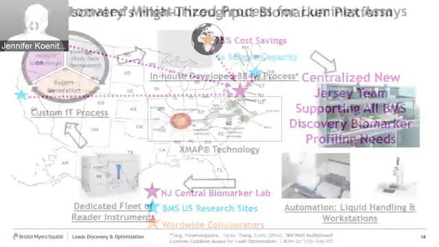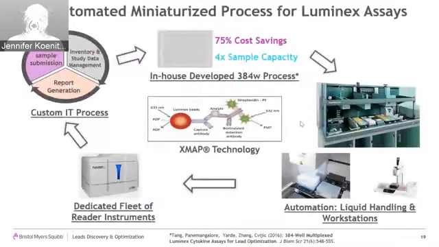In order to facilitate high throughput analysis, we have established a semi-automated and miniaturized process that is based on the xMAP technology. We run all samples that we receive in a custom in-house developed 384-well process, which facilitates 75% cost savings and increases sample capacity at least fourfold, while also reducing the sample volume needed for profiling significantly.